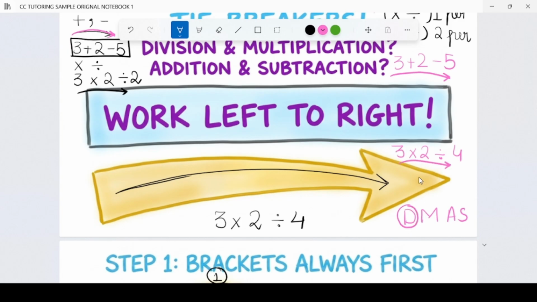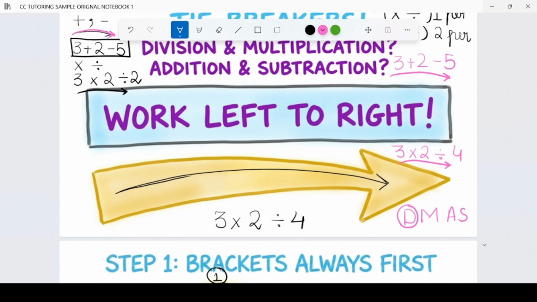So the rule is, I'm gonna say it again. If there is only multiplication and division in a specific equation, you don't have to think much about the rule. Just solve it from left to right.